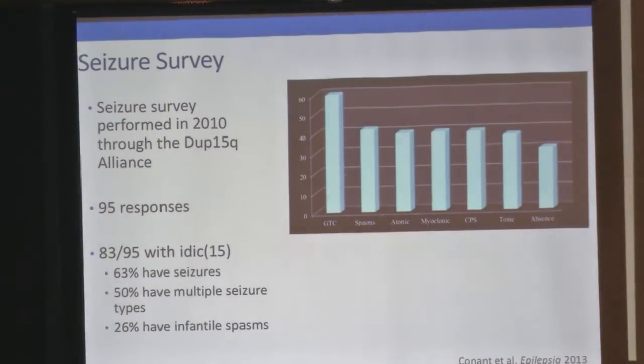So this is quick data from a seizure survey that was published by Ron and others a couple of years ago. They looked at data from the Dup15q Alliance, and it was a seizure survey that was asked of patients. What they basically found was that these children have all kinds of seizure types. There's no one type of seizure that children with Dup15q have. 50% actually had multiple seizure types, but importantly, 26% of the people who responded actually reported having a baby with infantile spasms.